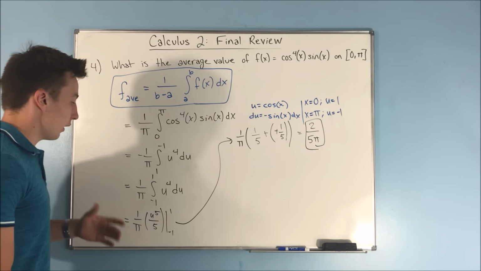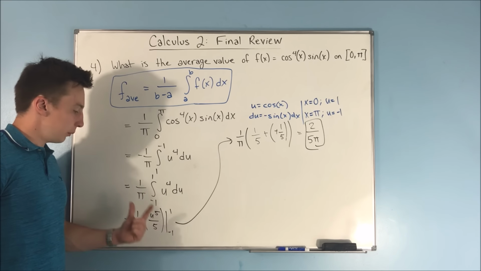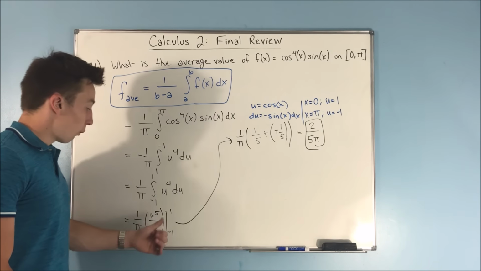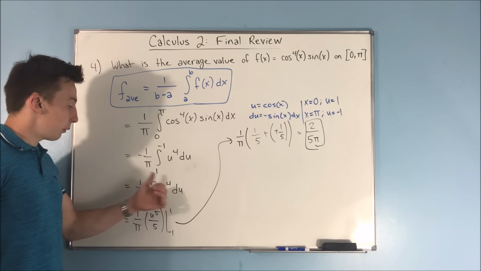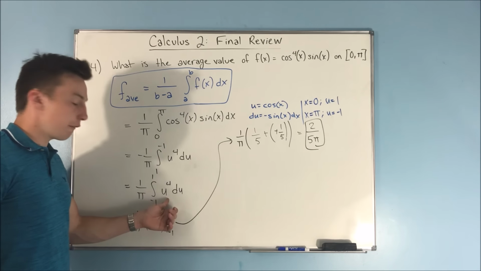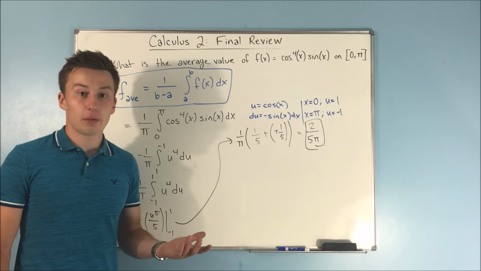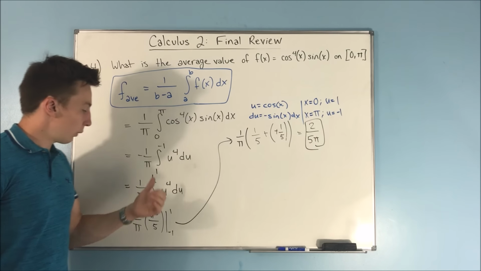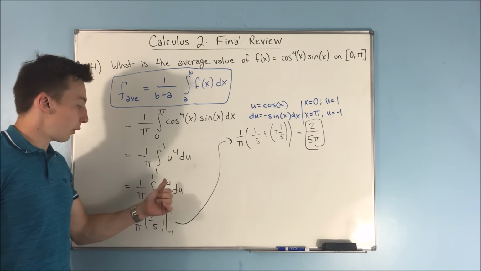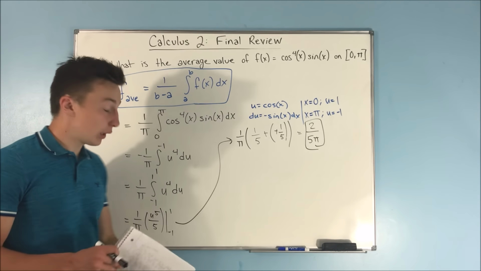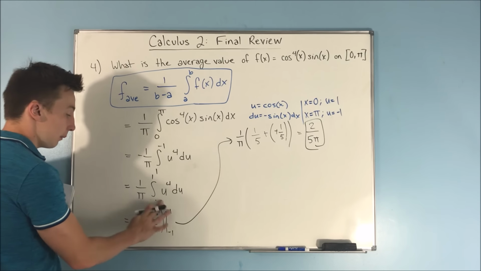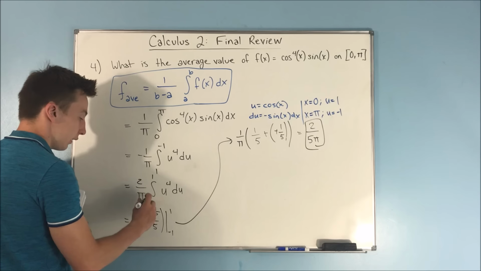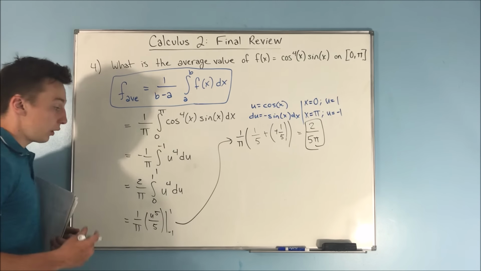Now a quick note here, I wouldn't assume symmetry unless you're absolutely certain there is symmetry. When we're integrating from negative 1 to 1 of u to the 4th du, we know there's symmetry, so we could have just said that this was the same thing as 2 over pi times the integral from 0 to 1 of u to the 4th du.